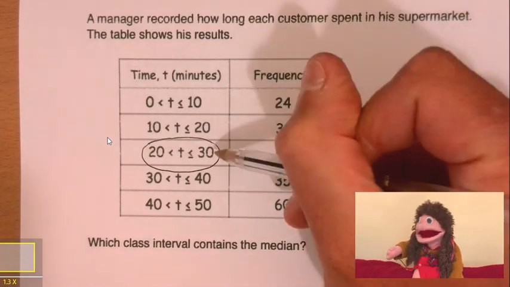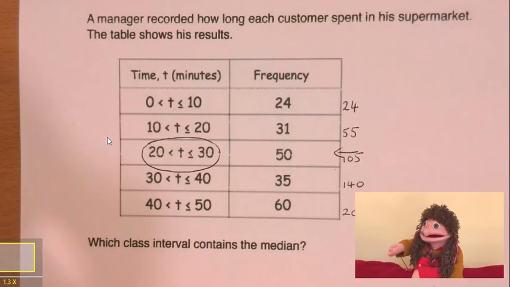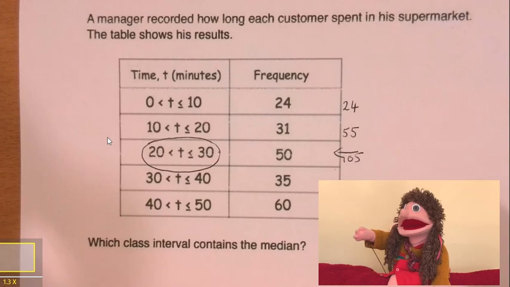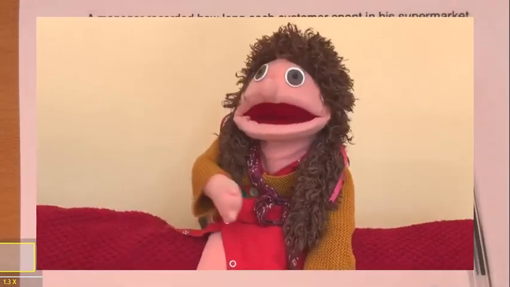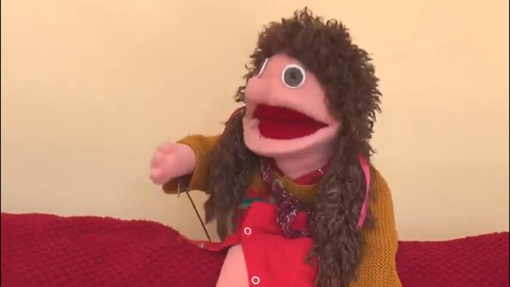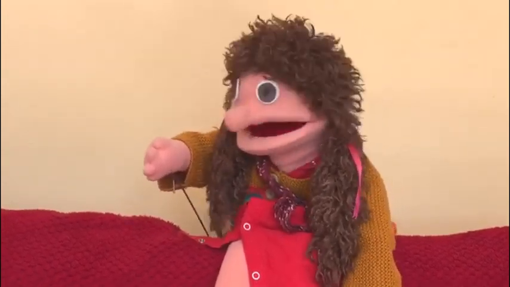Right, I think I've got it now, Mr. Skeen. But it's not always going to be the middle one there. So in exam questions, it's quite often not the obvious one. You actually need to think about what the numbers add up to, how many there are altogether.